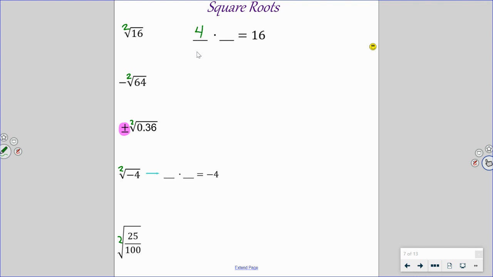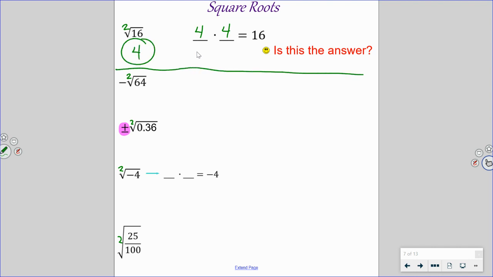Now at this point, many of you already know the answer. 4 times 4 is 16, but wait a second. Is that the answer? No. The root literally means what is that repeated factor? All I'm going to write here is 4. I'm not going to write 4 times 4. I'm not going to write 4 squared. I'm simply going to write 4. And then we'll move on to the next example where we have the square root.